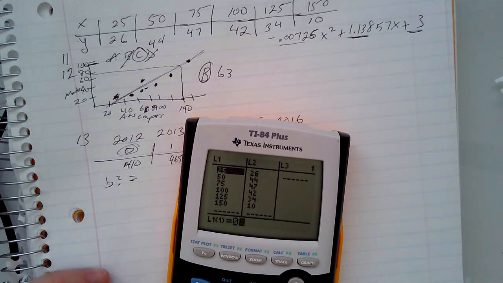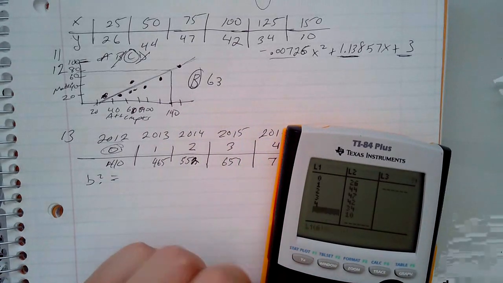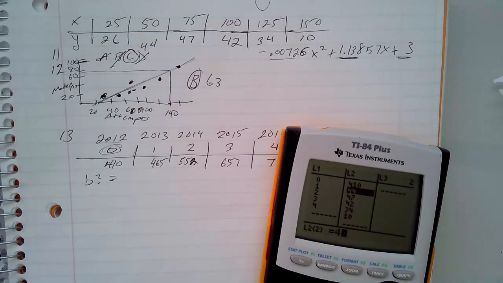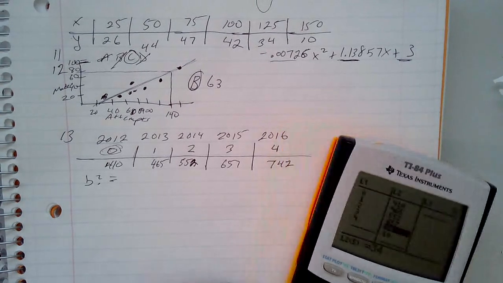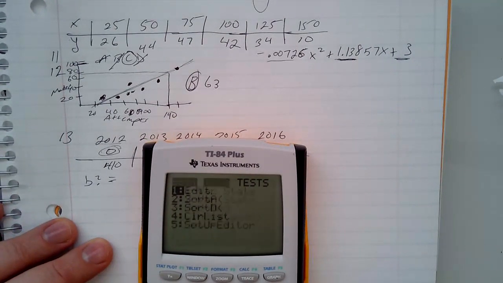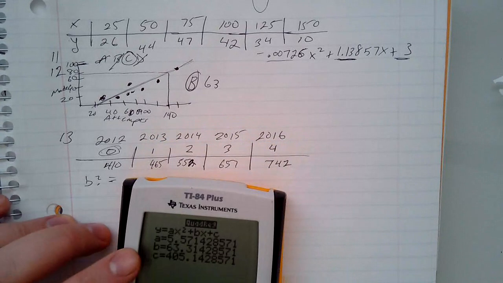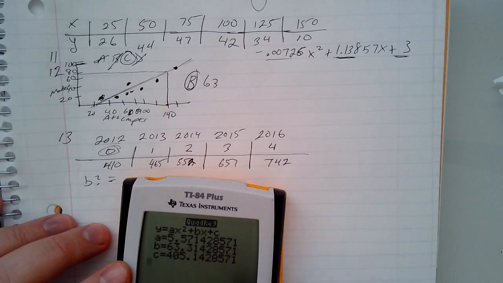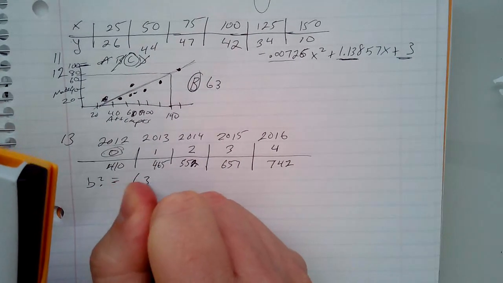Okay, year 0, 1, 2, 3, and 4, and then delete the rest. Then it goes 410, 465, 552, 657, and 742. Now it told us it's looking for a quadratic, so we choose quadratic regression, and we're looking for the b. Remember it said the coefficient of x, not x squared, so we want the b, which is 63, and it said round to the nearest hundredth. So it's 63.31.